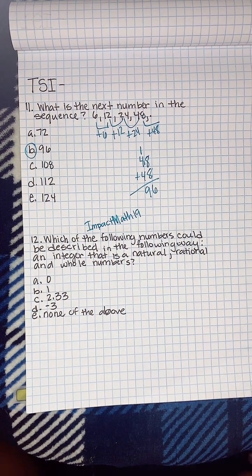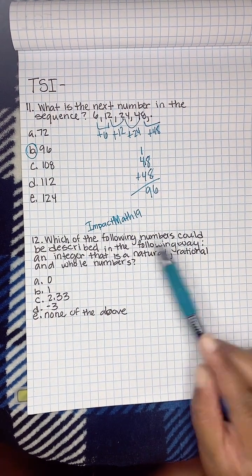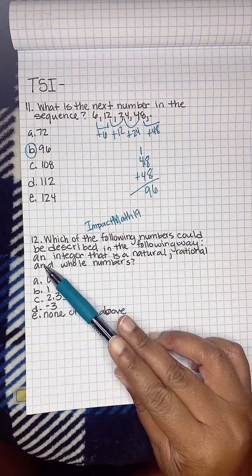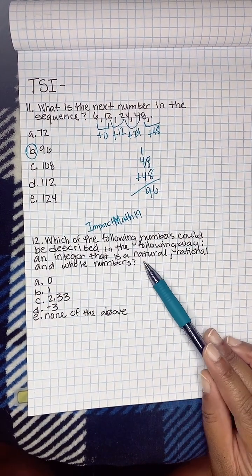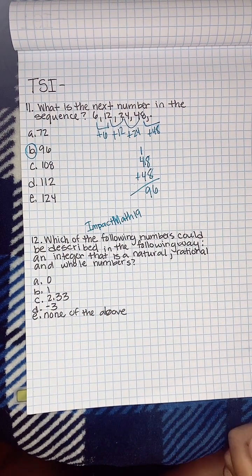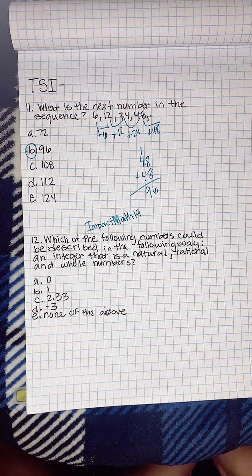All right, so let's look at number 12. Which of the following numbers could be described in the following way? An integer that is a natural, rational, and whole number. So this is just a whole bunch of vocab. Okay.